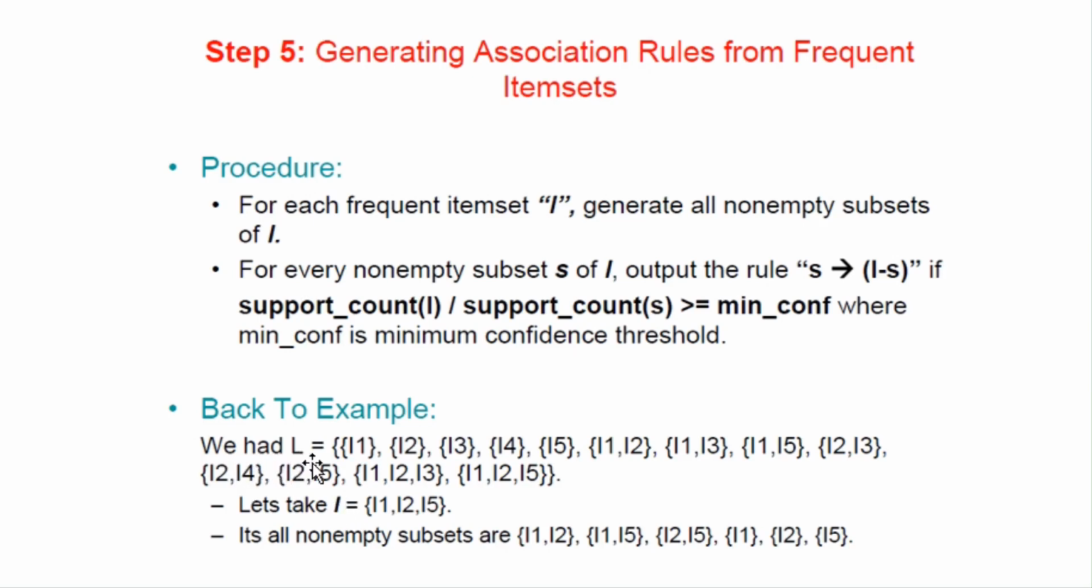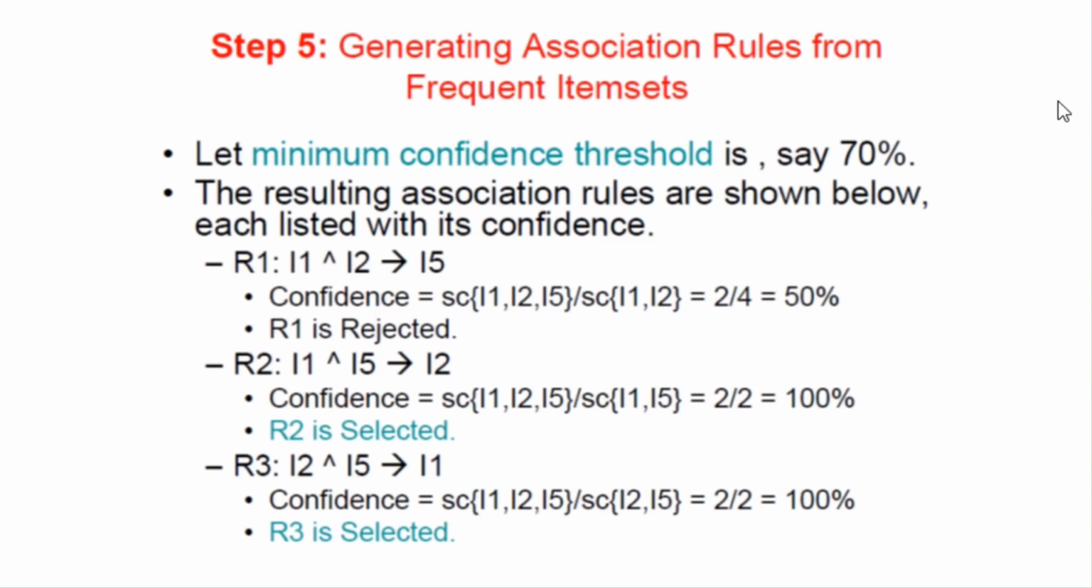Suppose we have an L set where all the possible frequent item sets have been noted, and let's take I as I1, I2, I3, I5. Then all its non-empty subsets are I1, I2, I1, I5, I2, I5, I1, I2 and I5. So as we have set the minimum confidence threshold, say 70% initially, the resulting association rules are shown below, each listed with its confidence.